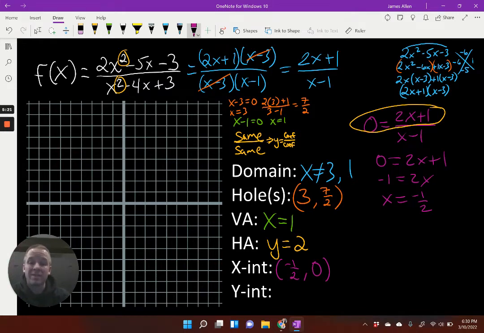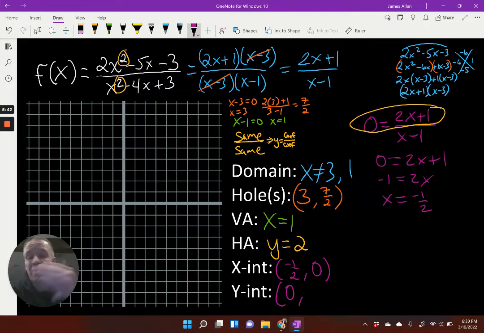Well, when am I going to cross the y-axis? Okay, that's when x is going to be 0, right? So if I already know x is 0, how am I going to get my y? Well, if I want to get my y, I need to substitute in 0 for x. And I can do that in the original or in the final simplified one. Honestly, it's pretty easy to see from the original.